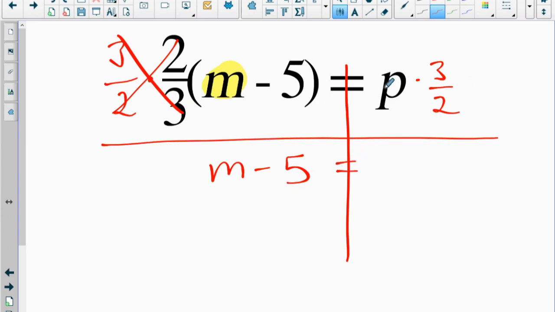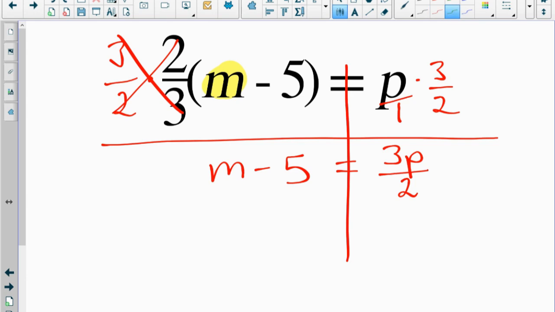On the other side, p times 3/2. So remember, you multiply the numerators together, I'd get 3p. And I multiply the denominators together. 1 times 2 is 2. So I get 3p over 2. And there's not really much I can do with it. I just leave it like that.